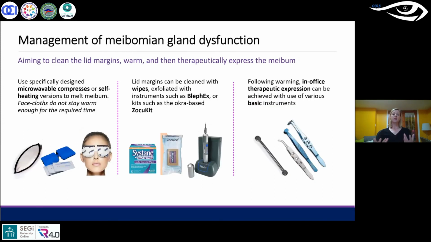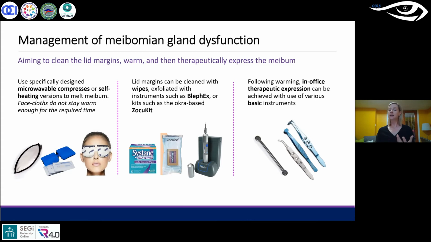Okay, so we see some examples here of those warm compresses. Certainly the middle example at the bottom there, the little blue squares, that's a self-heating pad. So again, if your patient hasn't got access to a microwave, they can be told about those, if you're able to access those kinds of options.